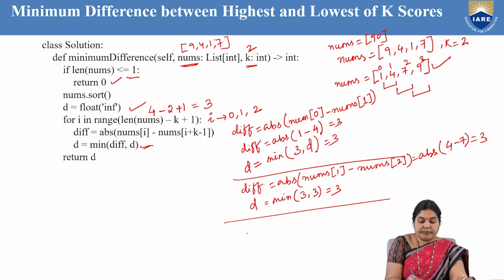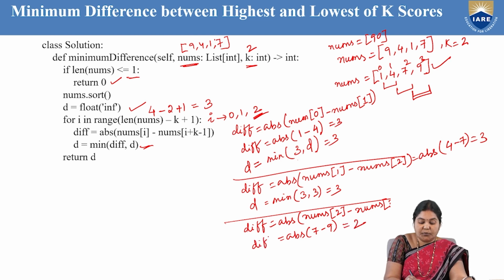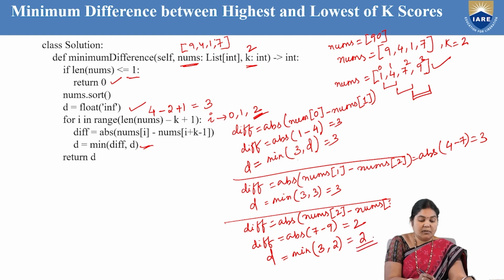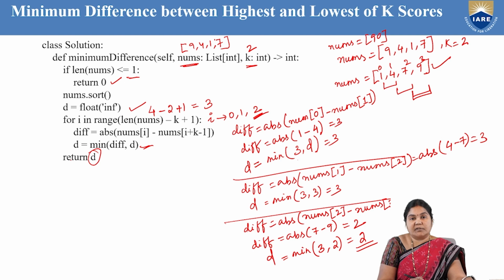Now in the third iteration, find out the difference. The i value is equal to 2. So it is ABS of nums of 2 minus nums of 3. So I am talking about 7 and 9, the last one. So it is ABS of 7 minus 9, which is 2. So the difference is 2. What is the D value? It is the minimum of the earlier difference, which was 3, comma, now the difference is 2. So which is minimum? Minimum is 2. So D contains the minimum score difference, which is 2.